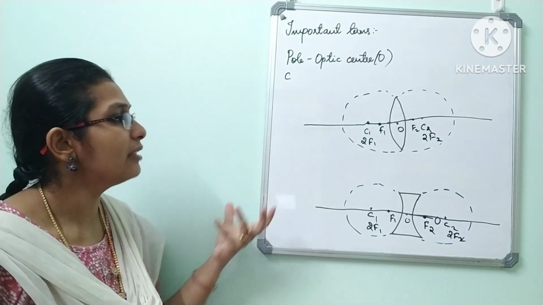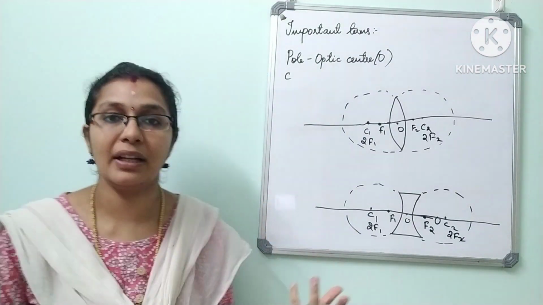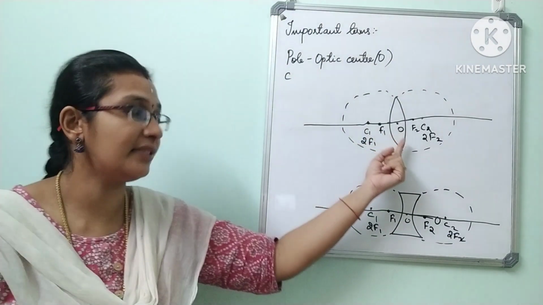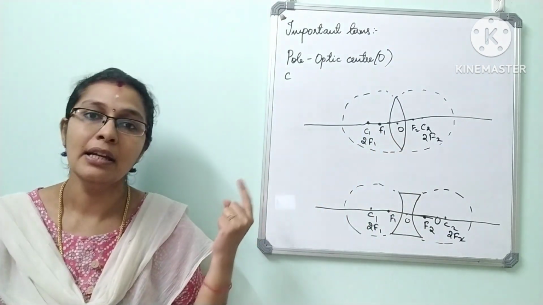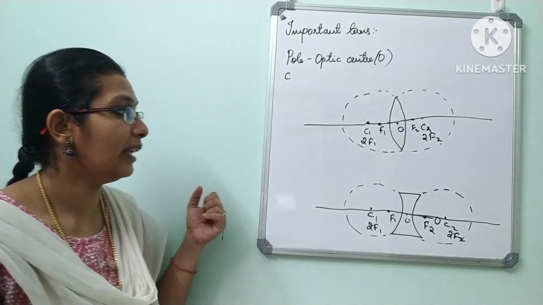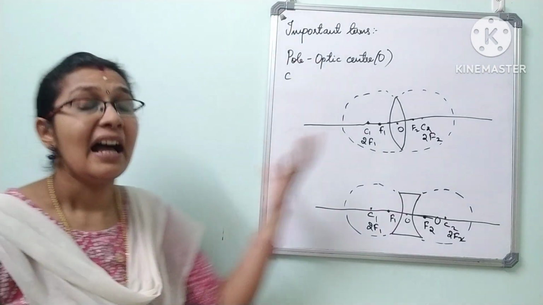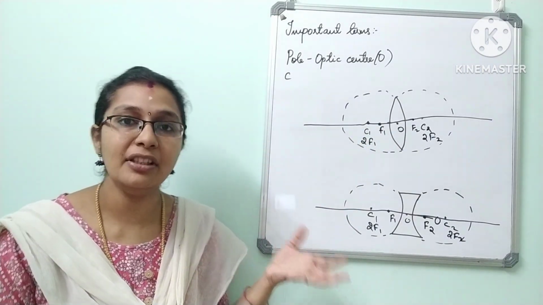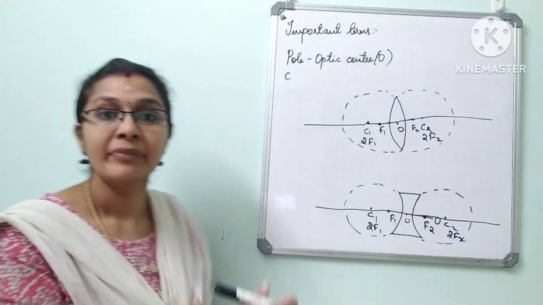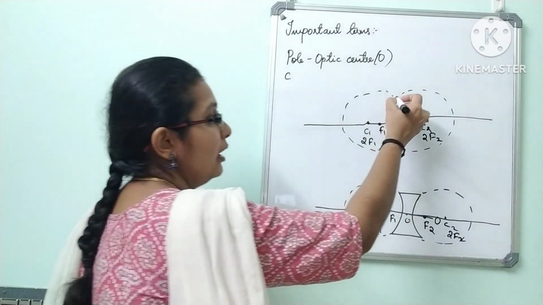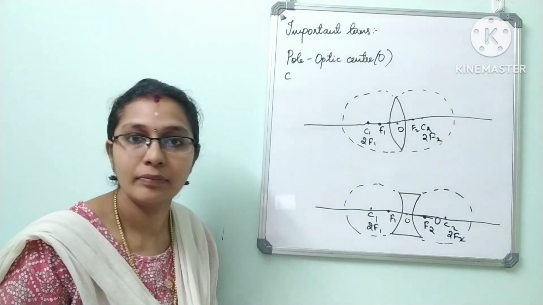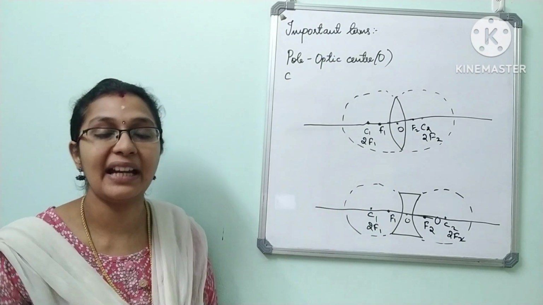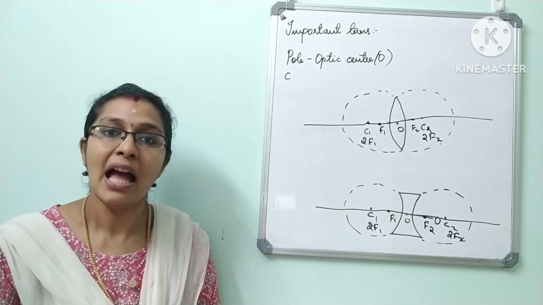Clear? So these are all the important terms. Then focal length as usual. What is focal length? The distance between the optic center and the principal focus is called the focal length. And what else? Aperture. Here aperture is the same as the diameter of the spherical surfaces. You understand? Spherical refracting surfaces is nothing but the aperture.